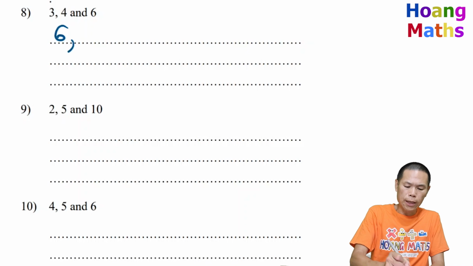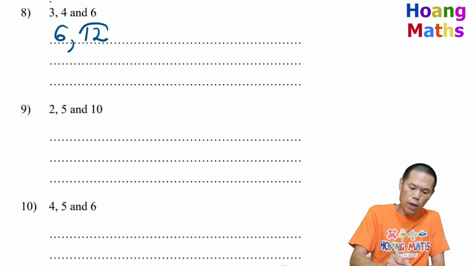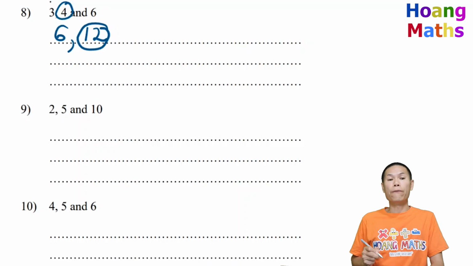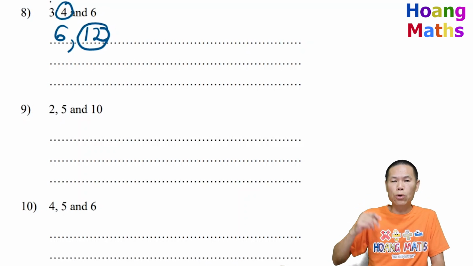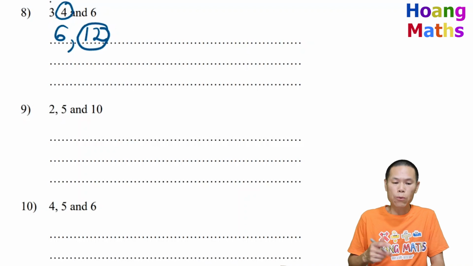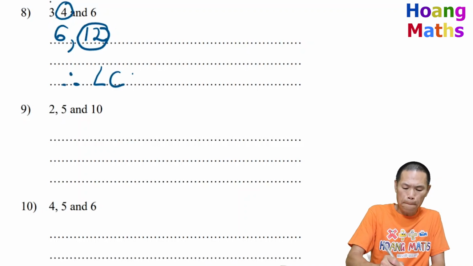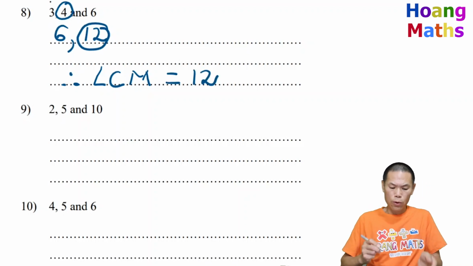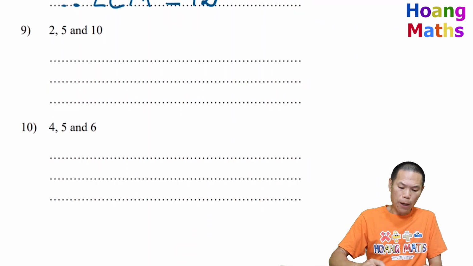So 6 and then 12, and we can stop here because 12 is a multiple of 4. And we know that 6 is a multiple of 3, so 12 is also a multiple of 3 anyway. Therefore, the lowest common multiple of 3, 4, and 6 is 12. So there you go.